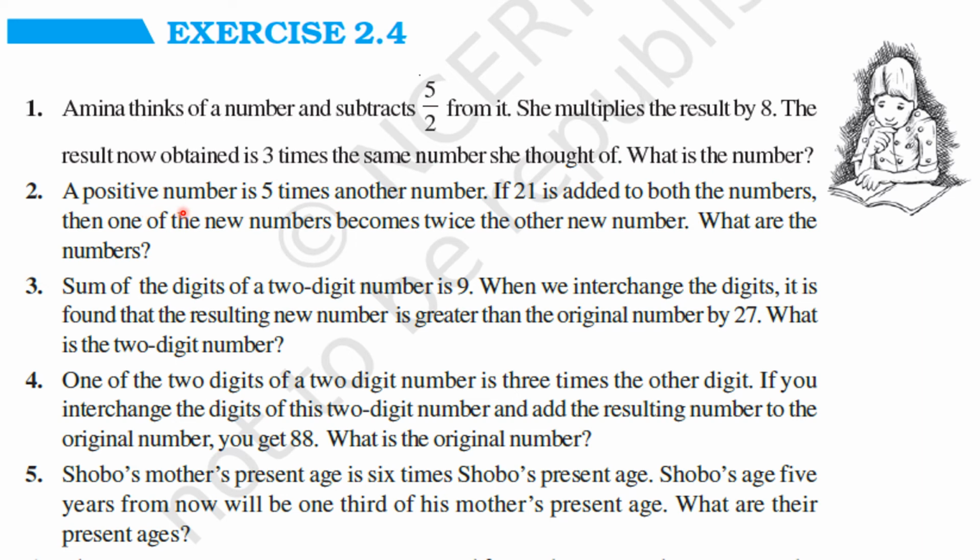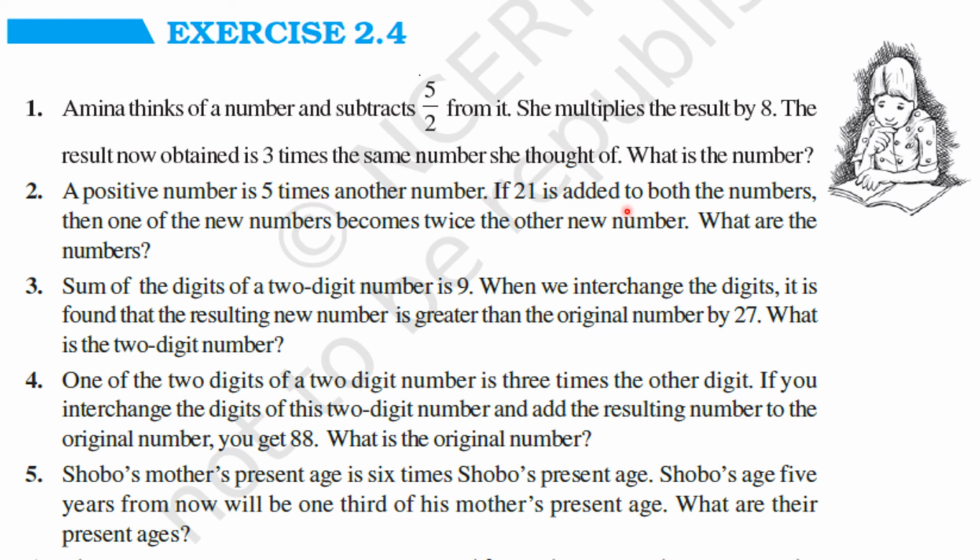Question number 2. A positive number is 5 times another number. This will help us to form the assumption part. If 21 is added to both the numbers, then one of the new numbers becomes twice the other. What are the numbers? So the first number, which is the base, I will take as x. Then the second number will be 5 times this, that is 5x. So the first number is x, the second number is 5x.